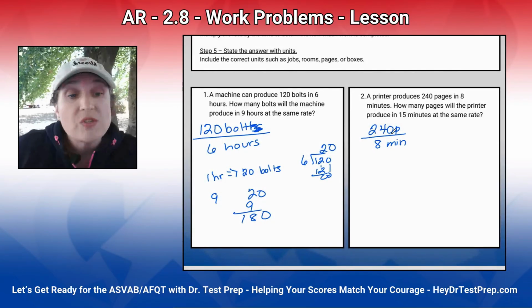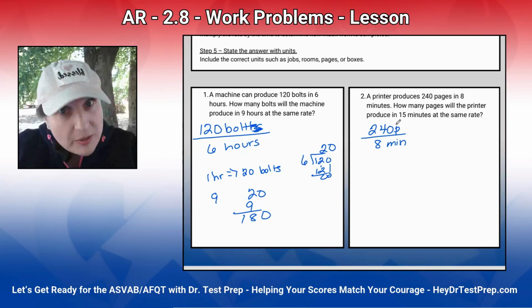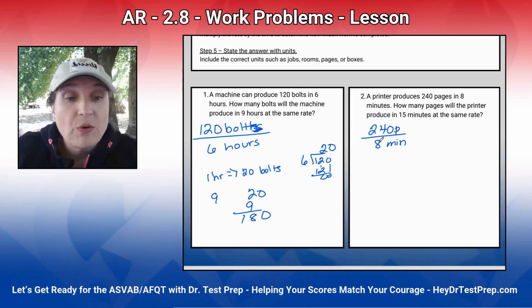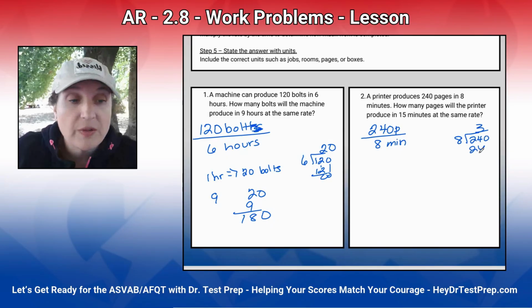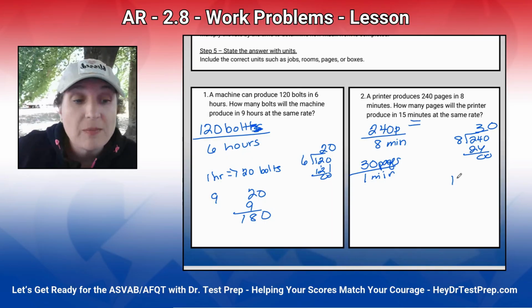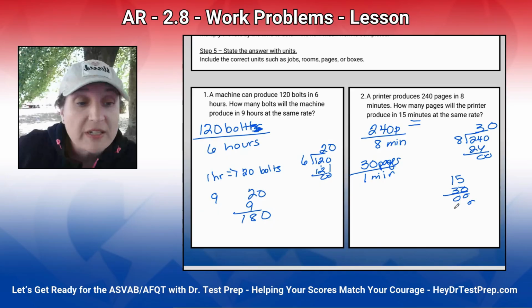All right, next we've got our printer, and it can do 240 pages in 8 minutes. So again, the practice here is getting it to the unit and then multiplying up. So here, 240 divided by 8 is 30, just to show you the long way. So we know that we can do 30 pages in 1 minute. Since 15 minutes are going by, all we have to do is take 15 and multiply it by 30. And we get 450. So we can do 450 pages in 15 minutes.